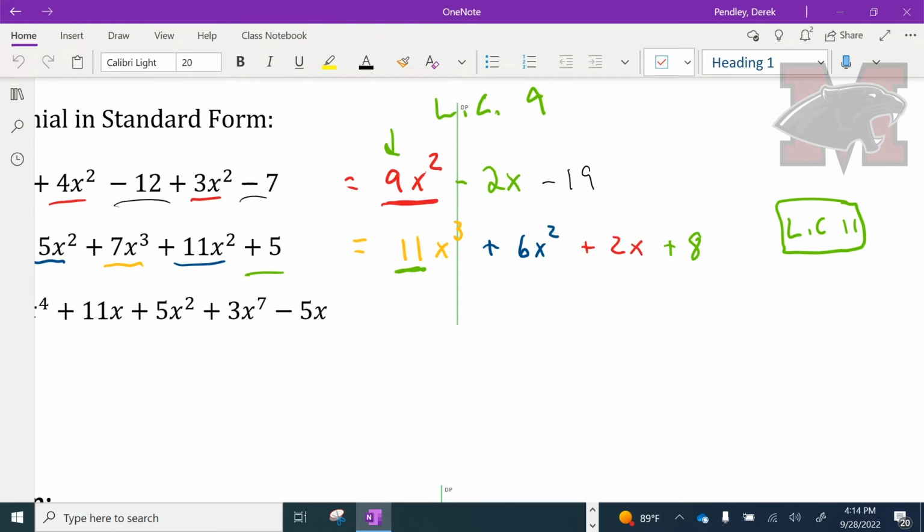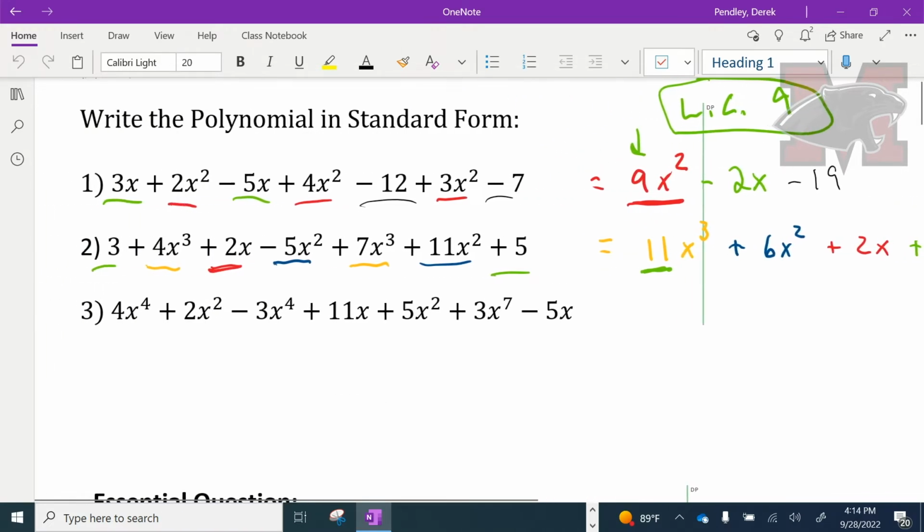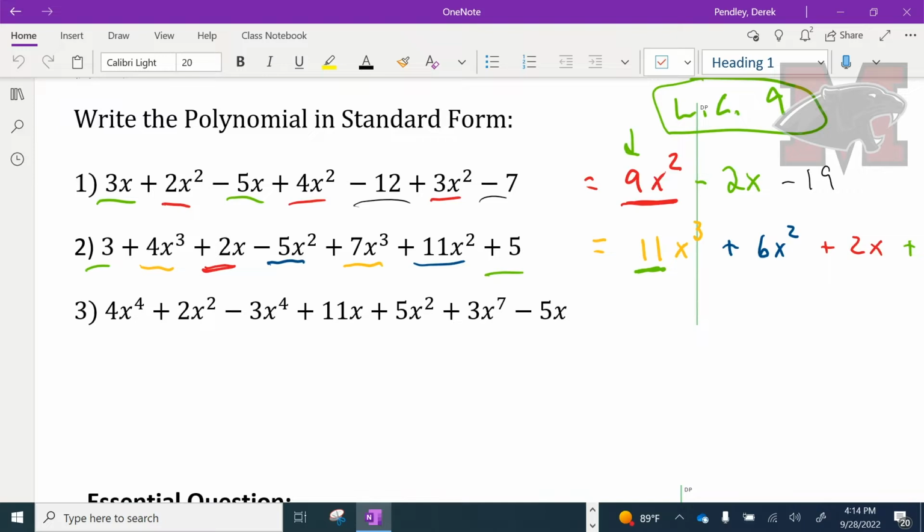All right, let's look at the third one. Again, I want to identify the highest degree term first, and that is a 7, but there's only one of them. So I have 3x to the 7th. The next one down would be 6. I don't see any of those. I also don't see any 5s, but I do see a 4. So the next one down is here, but I also have a negative 3 of that. So I have 4 minus 3 gives me plus 1x to the 4th.